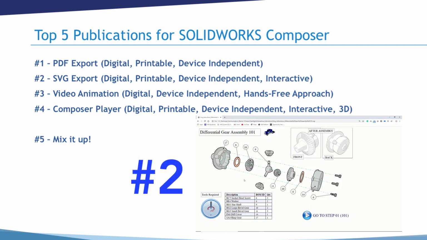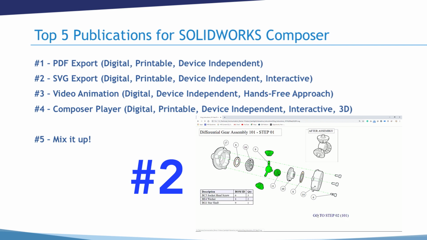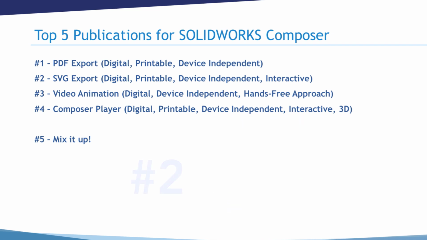Number 2, SVG export, scalable vector graphics. This is a bit more interactive than a PDF and supports hyperlinking, which means there is a ton of potential to link to anything you would like your audience to see. Like a PDF, it's digital, printable, and device independent. Any device that has a browser can view an SVG.